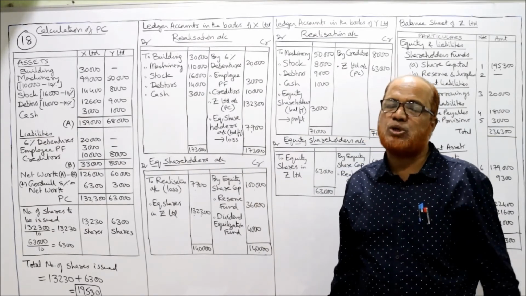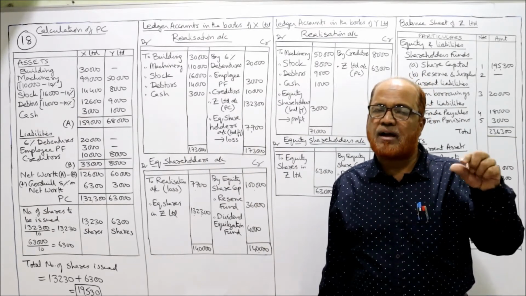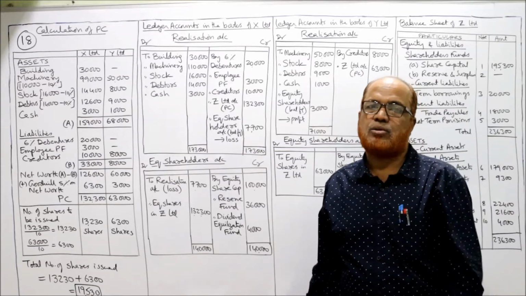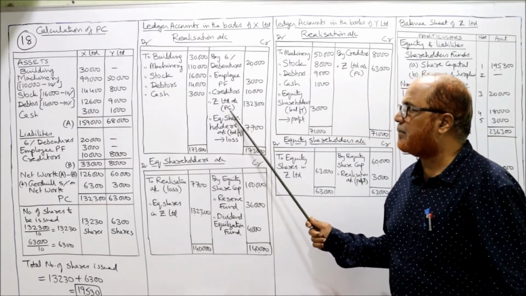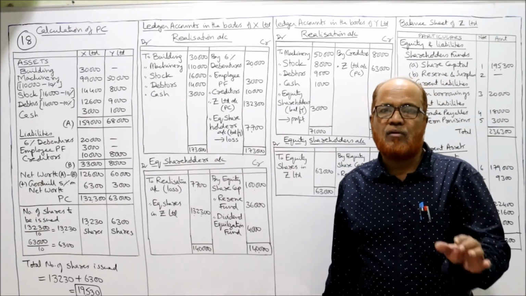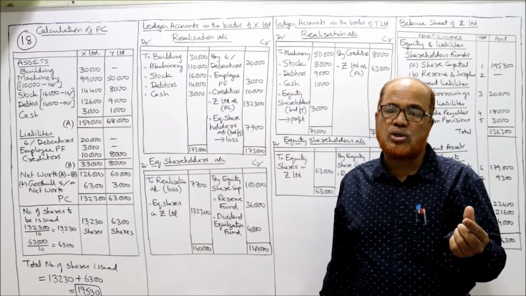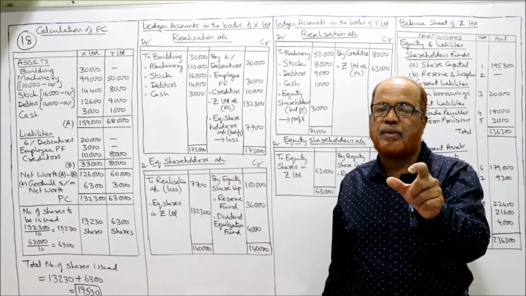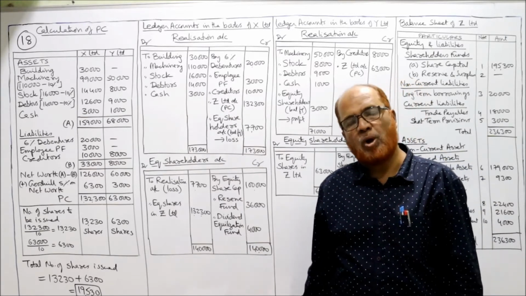Third entry will be PC due. Z company limited account debit to realization. तो realization को credit करेंगे by Z Limited PC 1,32,300. We have passed all the entries. Now we have to find out there is profit or loss on realization. That will be transferred to equity shareholders.